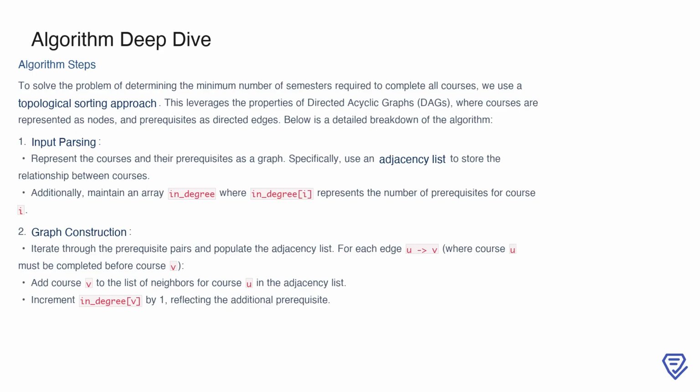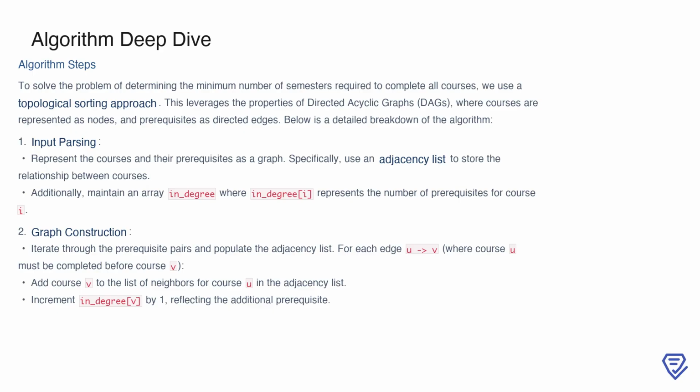The next step is graph construction. As we process each prerequisite pair, we populate the adjacency list by adding the dependent course to the list of its prerequisite. Simultaneously, we update the indegree array, incrementing the indegree of the dependent course by 1 to reflect this new dependency. This step sets up the foundation for the algorithm by organizing the courses and their relationships in a structured way.